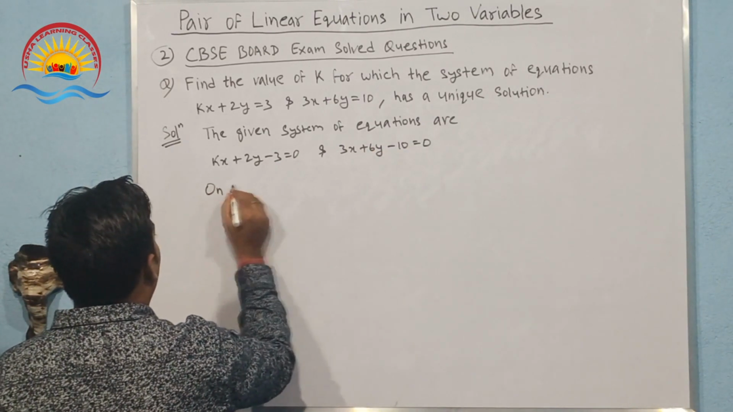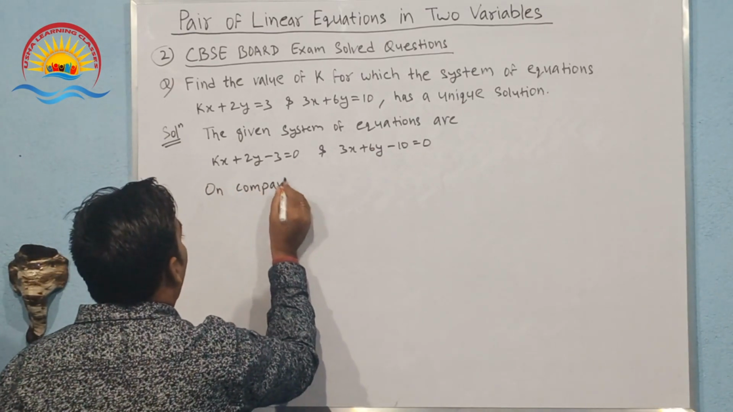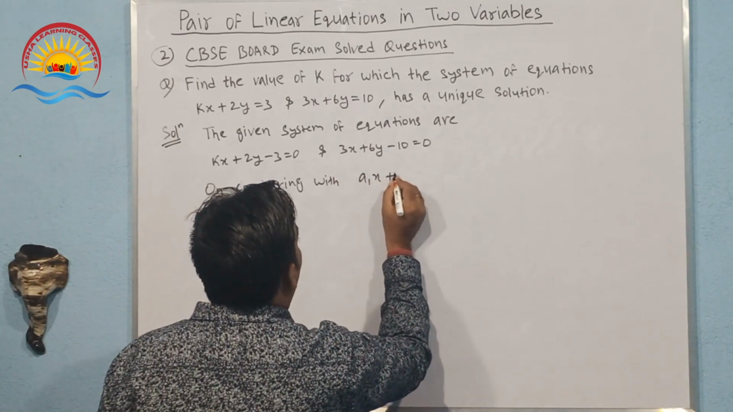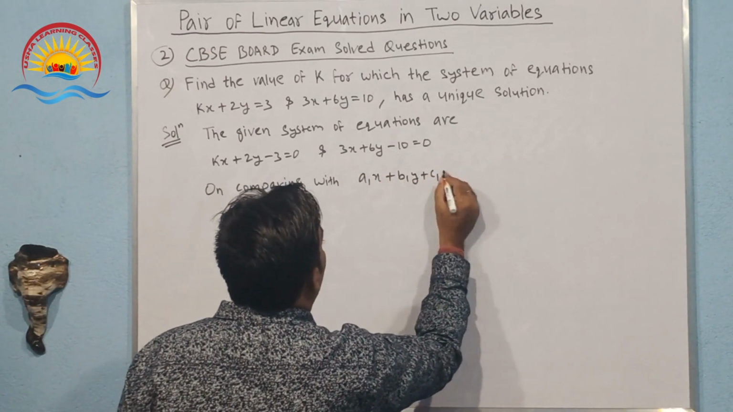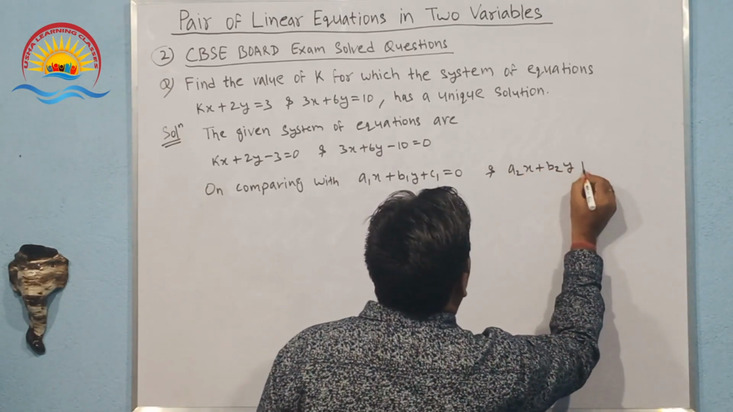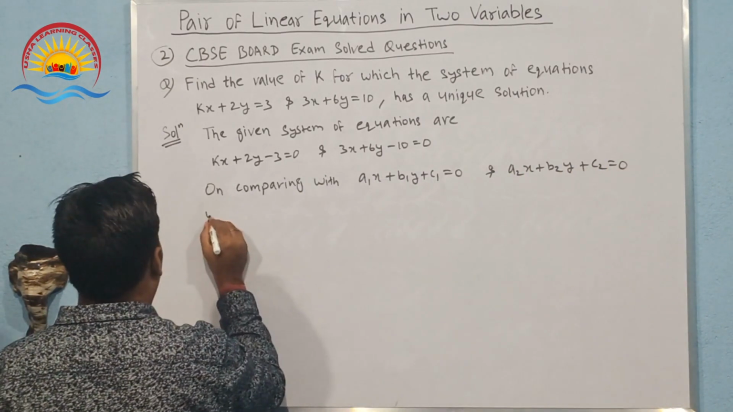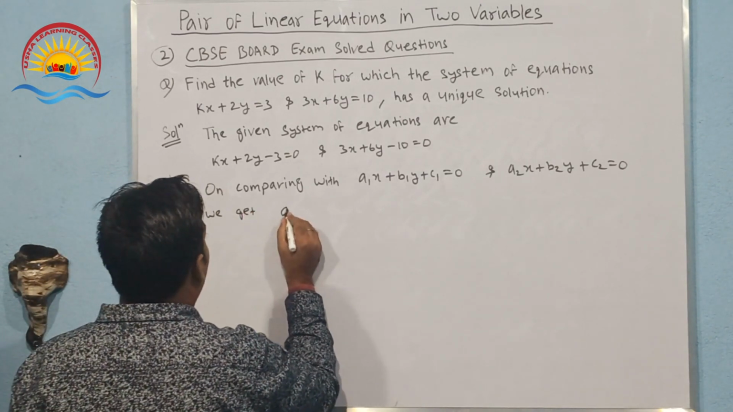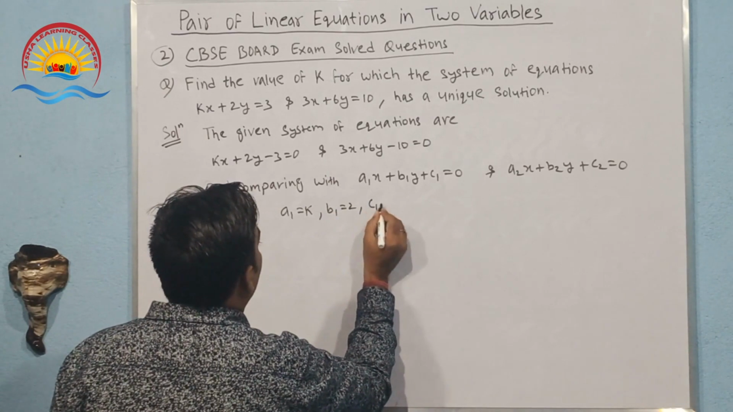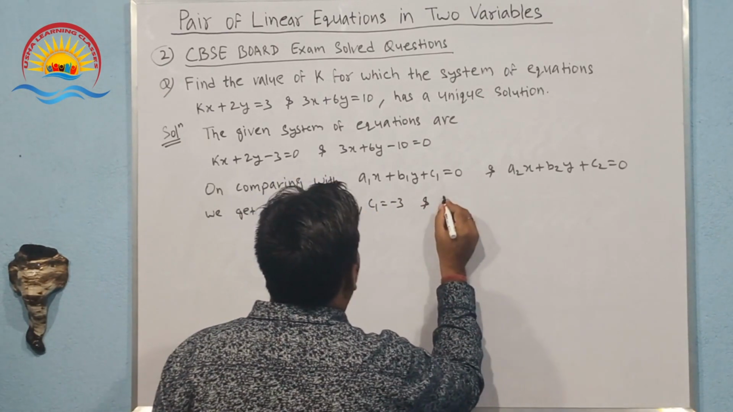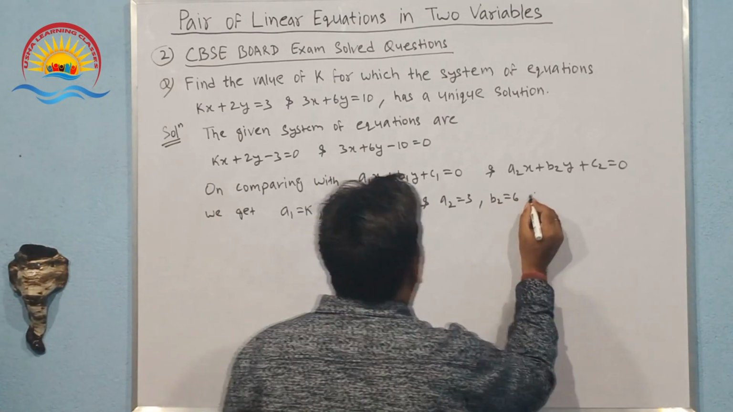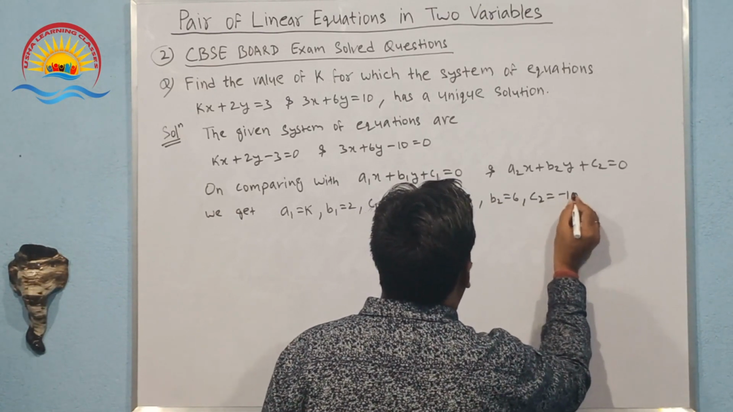On comparing with a1x plus b1y plus c1 equal to 0 and a2x plus b2y plus c2 equal to 0, we get a1 equal to k, b1 equal to 2, c1 equal to -3 and a2 equal to 3, b2 equal to 6, c2 equal to -10.